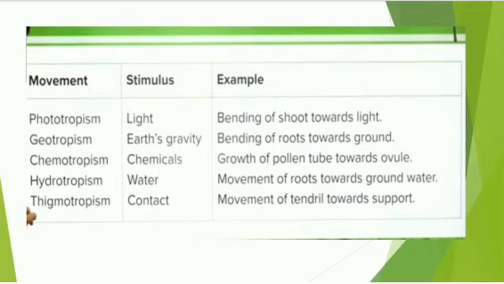And geotropism, the stimulus is earth's gravity, and the example is bending of roots towards ground. And chemotropism, here the stimulus is chemicals. What example can you give? Growth of pollen tube towards ovule. And hydrotropism, the stimulus is water, and the example is movement of roots towards groundwater. And thigmotropism, what is the stimulus? Contact, or you can say touch. So these all come under thigmotropism. And the example is movement of tendril towards support.